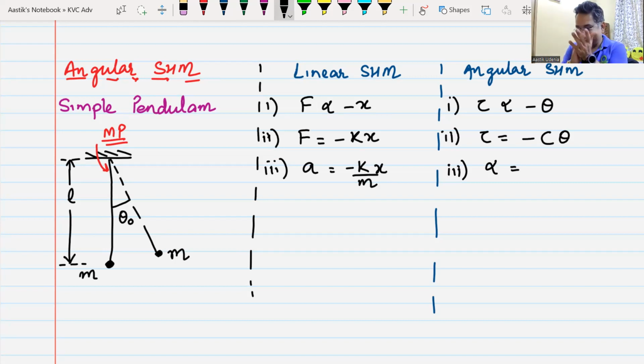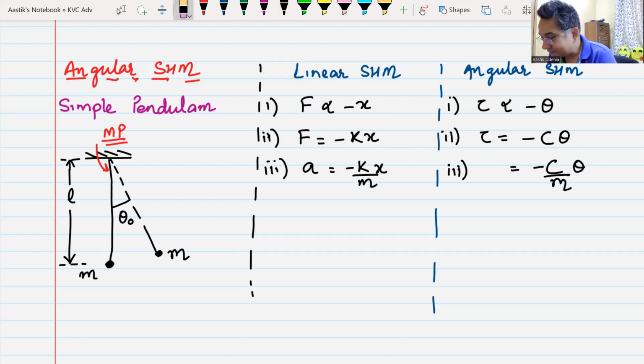Shabash. Congratulations on your great reply. Angular acceleration will be equal to minus c by m. Okay, I'll write it. Well done. See, it was so difficult. Minus c by m. Sir, theta. Huh? Theta also, I said. What? I said minus c theta by m. Yes? Say. Nothing, sir. Correct, no?